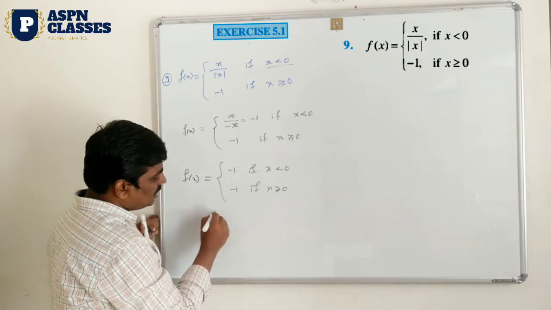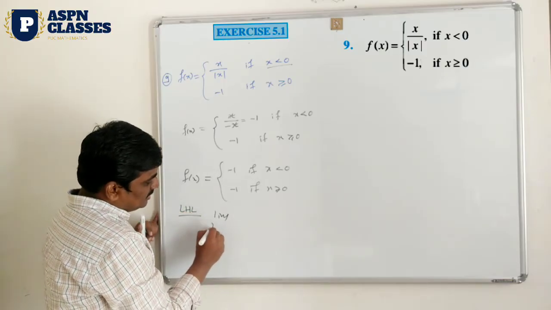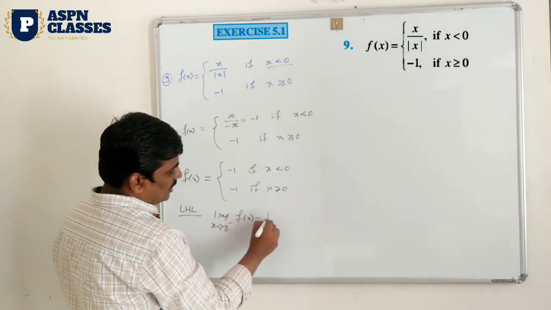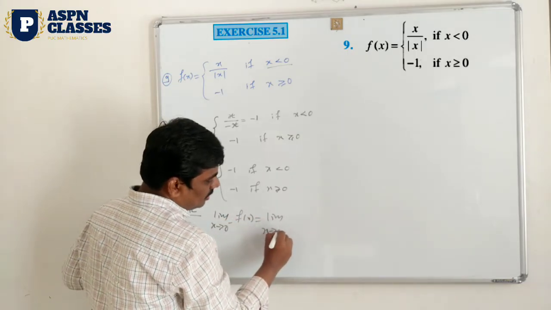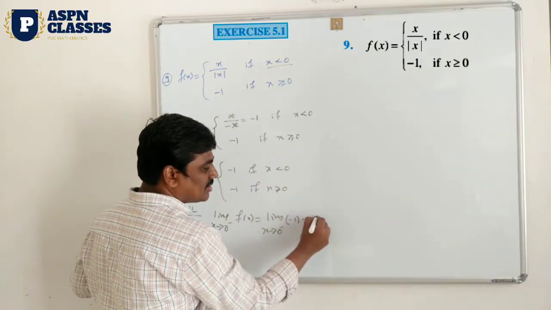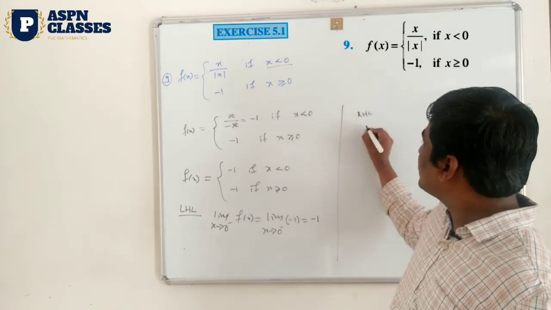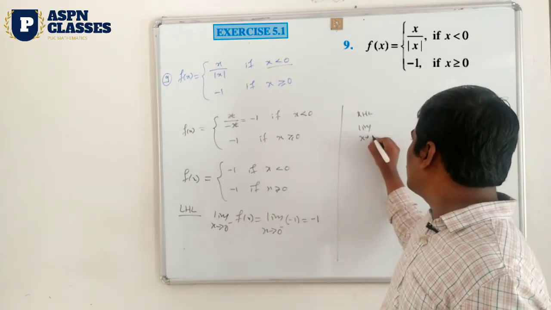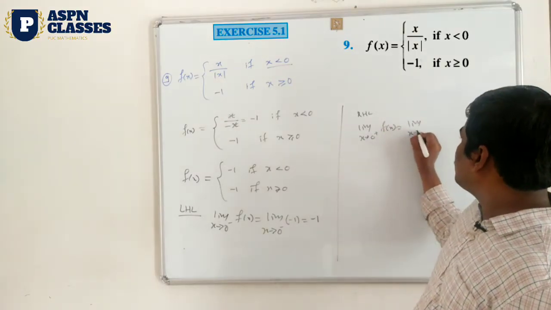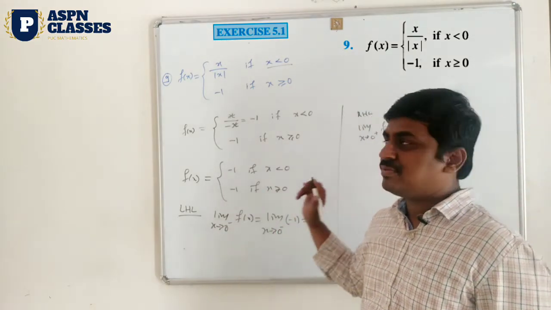You may also check that result. First take the LHL result: the limit as x tends to 0 minus of f of x, which is the limit as x tends to 0 minus of the less than condition, and the answer is minus 1. Then RHL also you have to check: the limit as x tends to 0 plus of f of x is equal to the limit as x tends to 0 plus of the greater than result. Again it is minus 1.